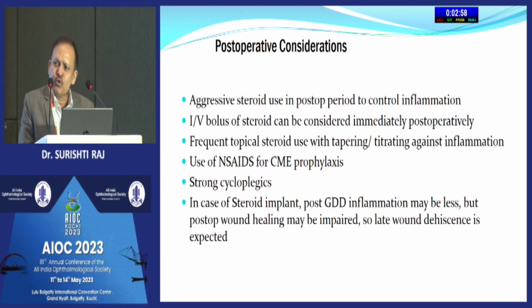So the post-op period is also very critical in case of uveitic glaucoma. Aggressive anti-inflammatory drugs are used in the post-operative period to control the inflammation. It's better to give an IV bolus of the steroid immediately in the post-op period, and frequent topical steroids are used with tapering and titrating against the amount of inflammation. Also use non-steroidal anti-inflammatories for prophylaxis of CME and give strong cycloplegics.